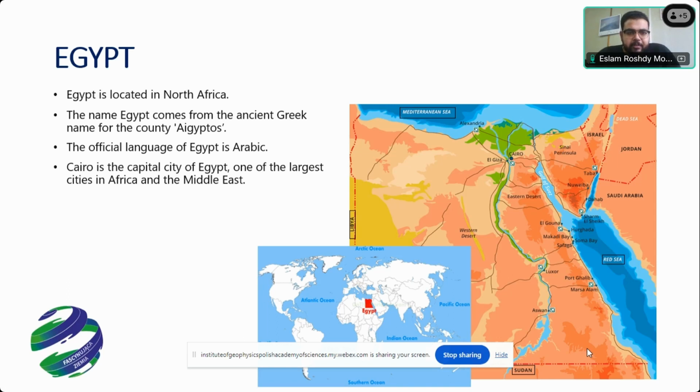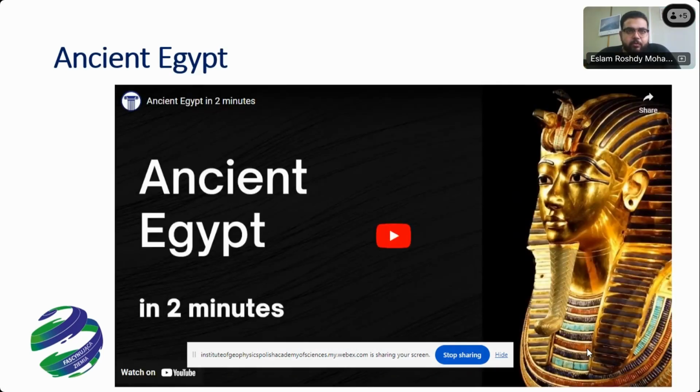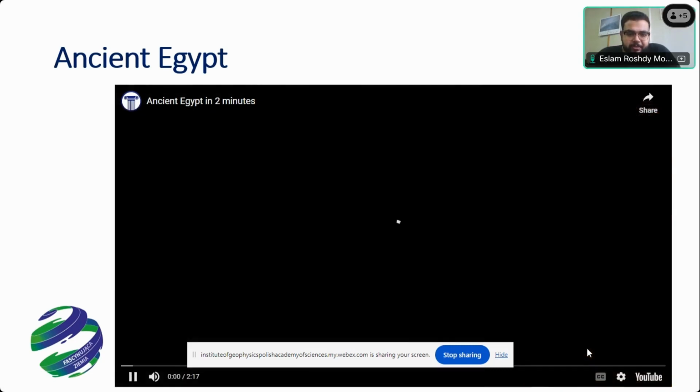Cairo is the capital city of Egypt, one of the largest cities in Africa and the Middle East. Egypt is one of Africa's largest oil and gas producers. Egypt is also known for its high-quality Egyptian cotton. I would like to share this video to give some information about ancient Egypt in 2 minutes.